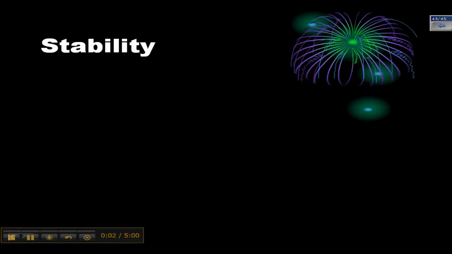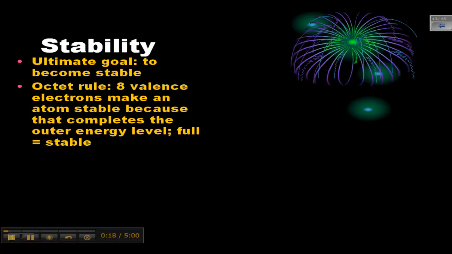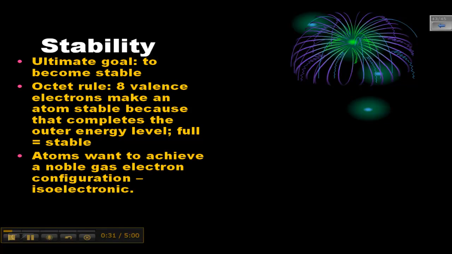So let's talk just a minute about why the valence electrons are important again. Stability is the ultimate goal of everything in the universe. Everything wants to become stable, and this is what drives all behavior. So the octet rule tells us that 8 valence electrons make an element stable because that completes the outer energy level. That makes the S and the P sublevels full, and full means they're stable. So the atoms want to achieve a noble gas electron configuration because those are the most stable atoms. The noble gases don't tend to react with anything.